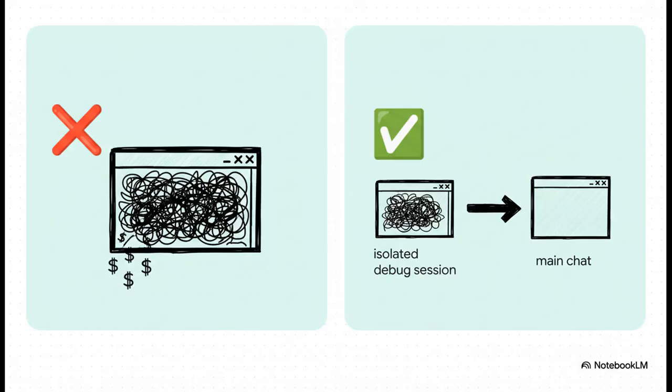Now, the fix for this is surprisingly simple, but it is so powerful. Never, ever run commands that might spit out a huge wall of text in your main chat. Instead, just pop open an isolated debug session for those tasks. This keeps all that text from poisoning your main context window and jacking up your costs.